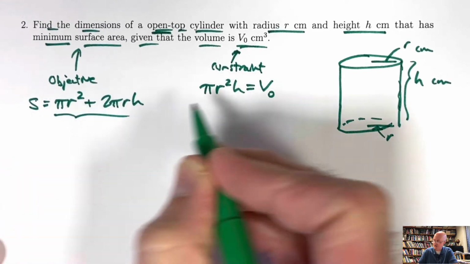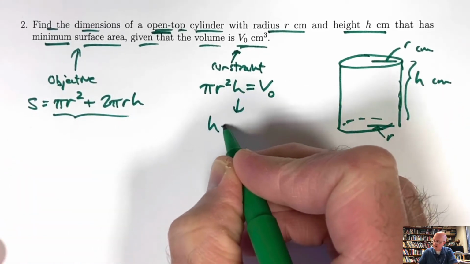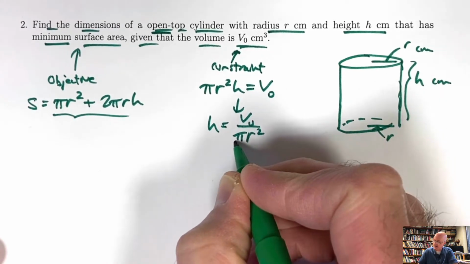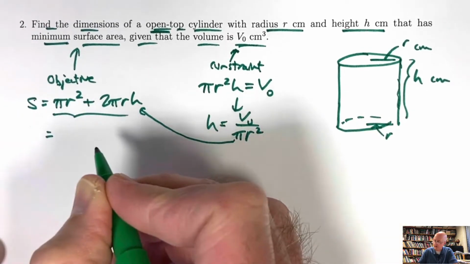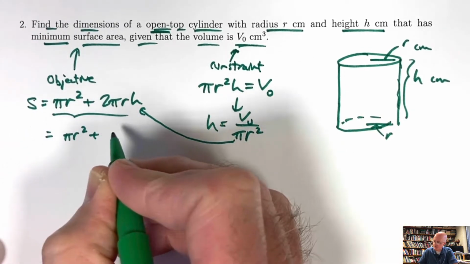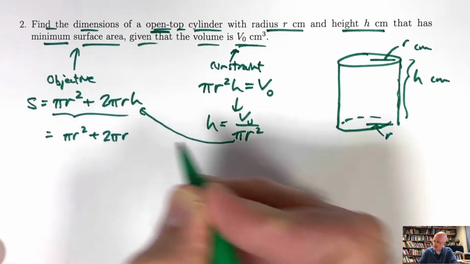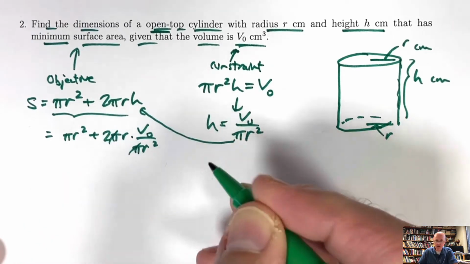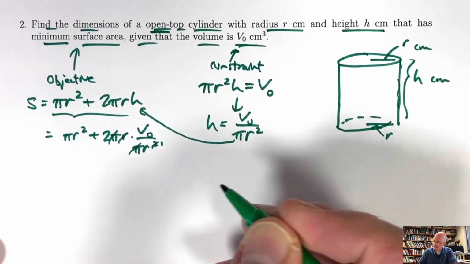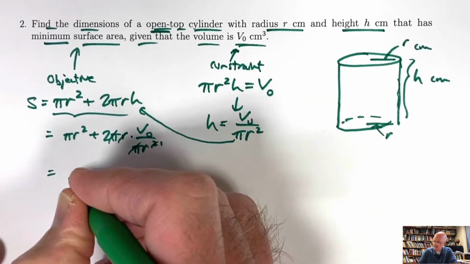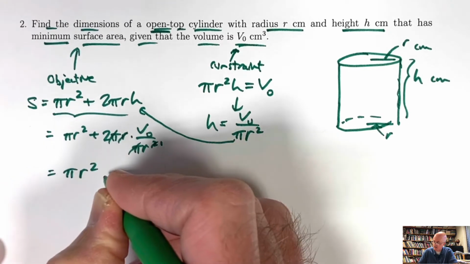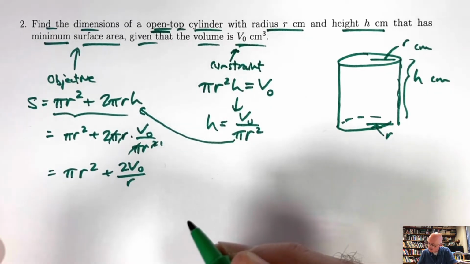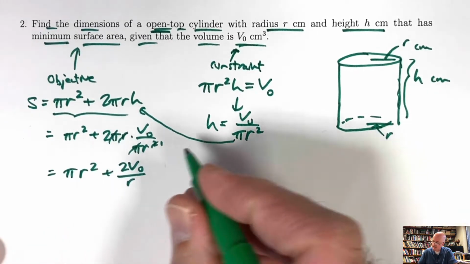So that's my objective function, and if I use the constraint to solve for h in terms of r, h is v0 over pi r squared, and plug that in here, we're going to get pi r squared plus 2 pi r, h is v sub 0 over pi r squared. The pi's cancel there and there. One of the r's cancels. And the objective function as a function of r simplifies to pi r squared plus 2v0 over r. Make sure I didn't make a mistake. Cancel the pi's, cancel one of the r's. I think this looks good.